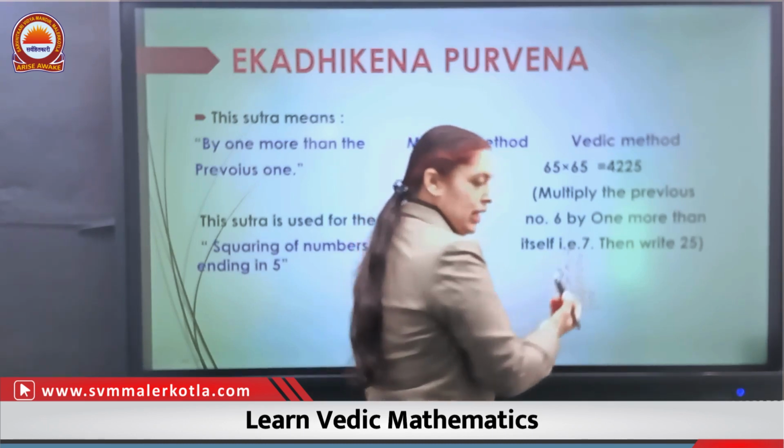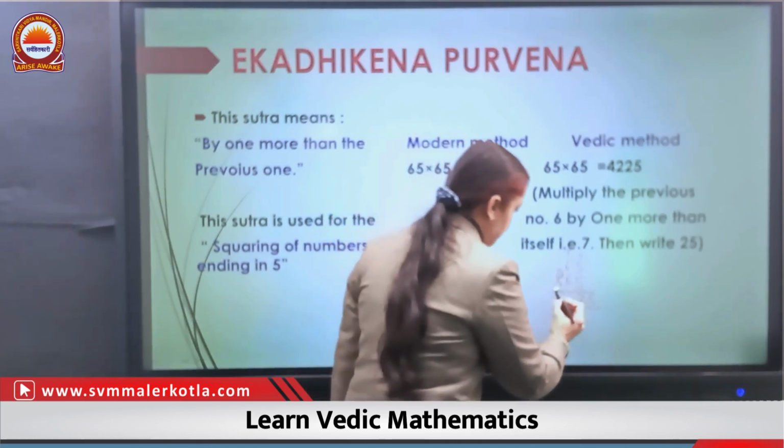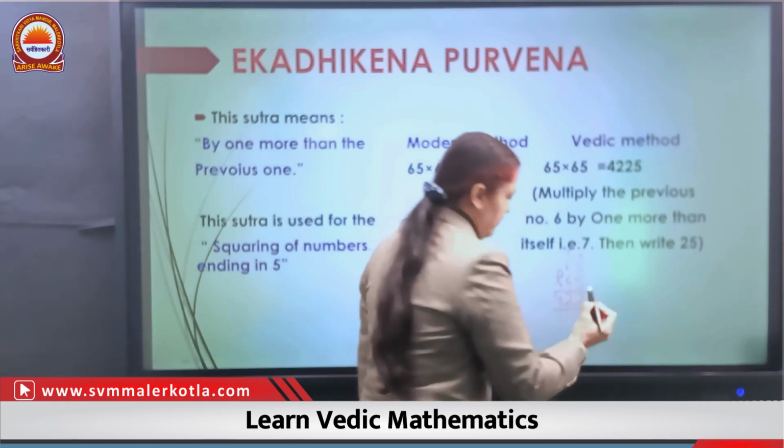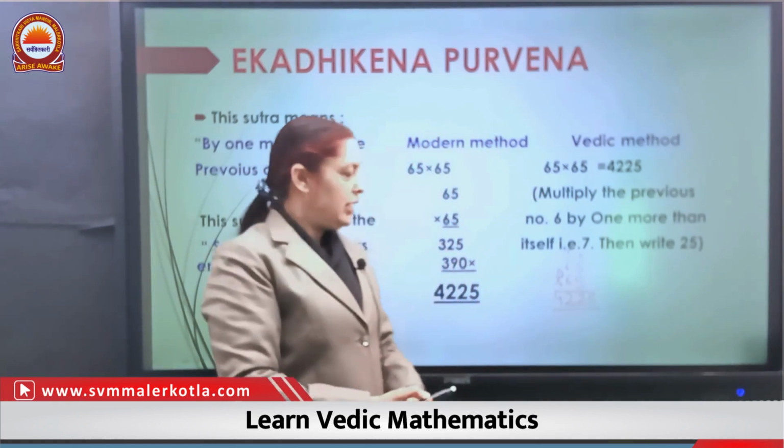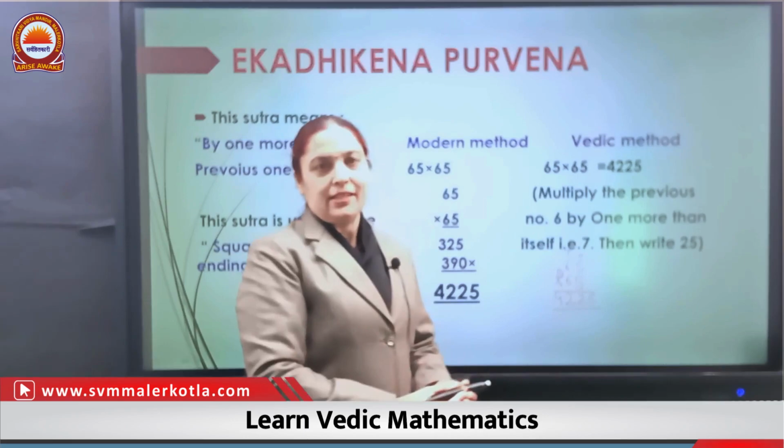जैसे यहाँ पे 6 है तो यहाँ पे क्या बन जाएगा आपका 7. 6 7s are 42. Within 2-3 seconds we will find out the answer.